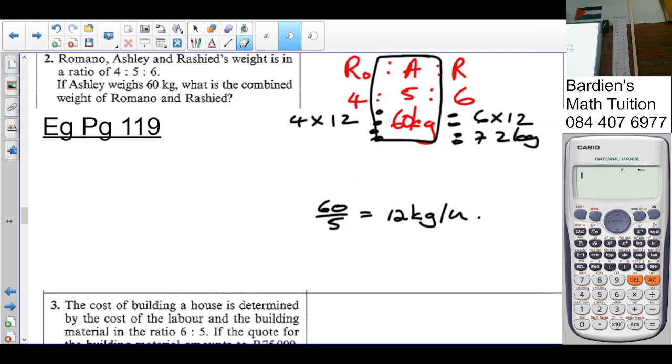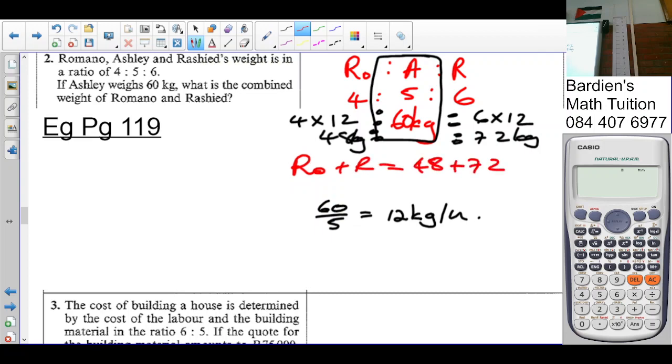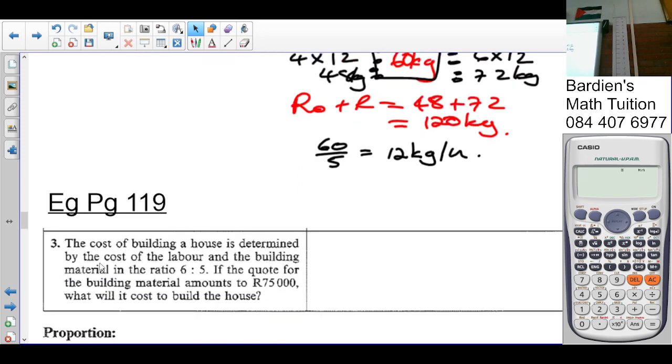Now, how do I get 80? Don't know. Okay, something wrong with the wires today. So, how do you work out the combined weight? You add Romano and Rashid, which is 48 plus 72, which is 120 kilograms. Can you all agree with that? Any confusion? No? Right. Let's carry on.